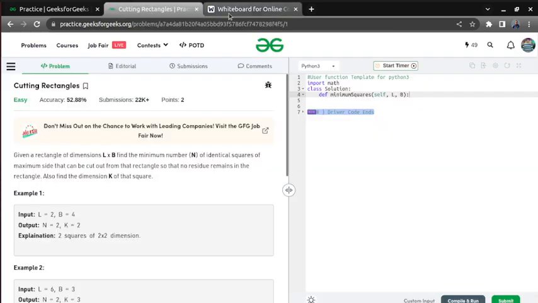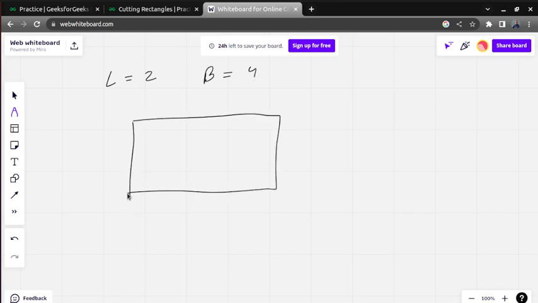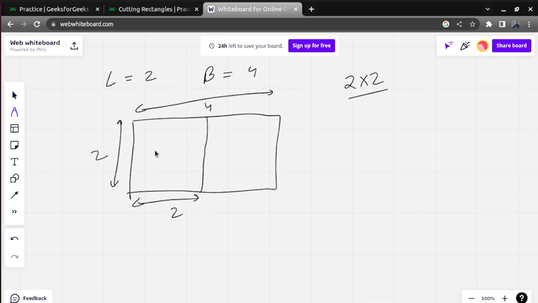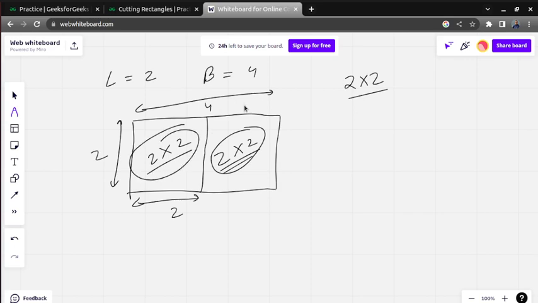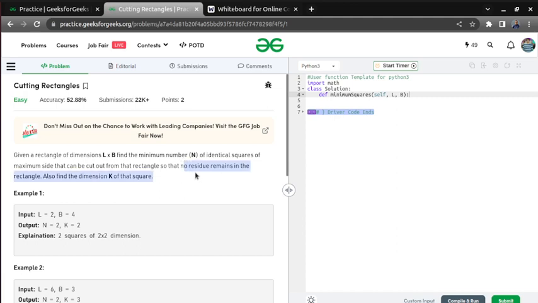There is a rectangle given with length equal to 2 and breadth equal to 4. So the rectangle is something like this. What we need to do is break this rectangle and make squares. Let's say this is length 2 and this is breadth 4. If we break it into 2 by 2 size, it will be a perfect square and no area is going to be left out. So they said that no residue should remain.